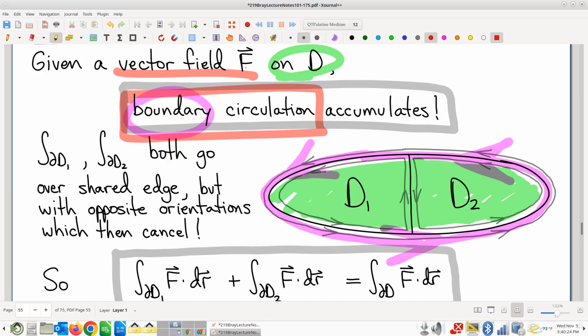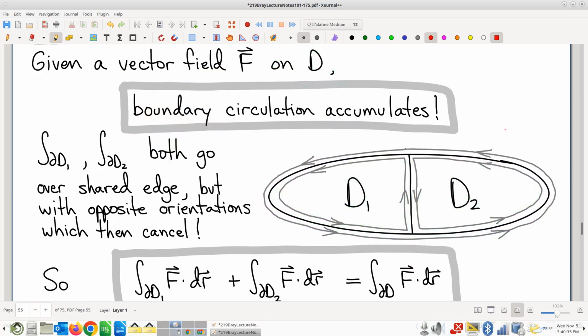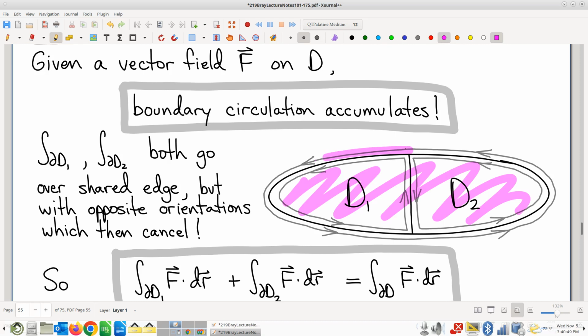and I claim it is an accumulated quantity. Now it doesn't look like it. In fact, it looks like it isn't. Let me first try to persuade you on the tempting claim, the tempting suggestion that boundary circulation is not an accumulating quantity. And tell me if this isn't tempting. Well, wait a minute. If I look at the whole, boundary circulation is a line integral like so.